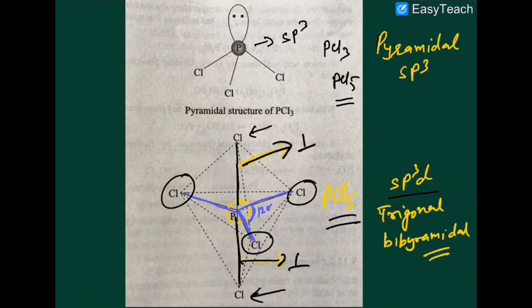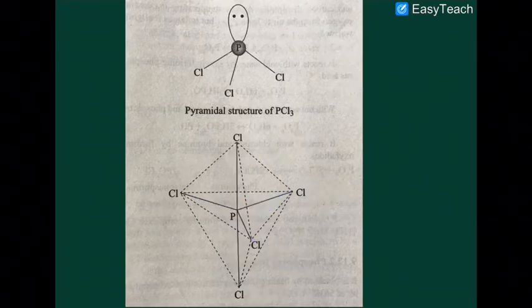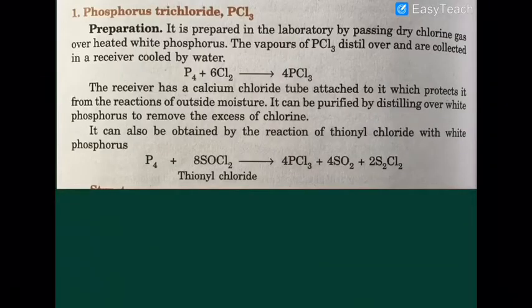The equatorial bond lengths are smaller while the axial bond lengths are a little bit longer. We will discuss that later on. Are you getting that now? Now look at the formation of PCl3.